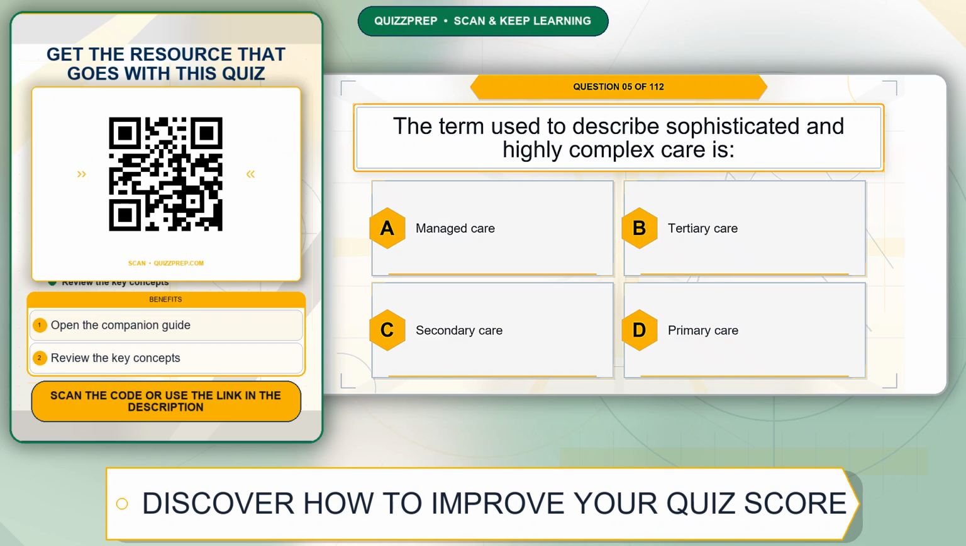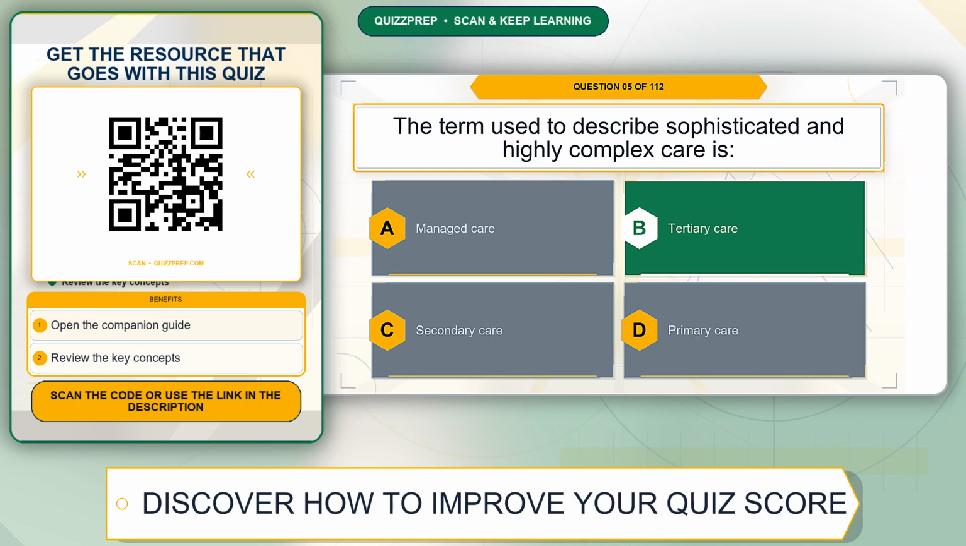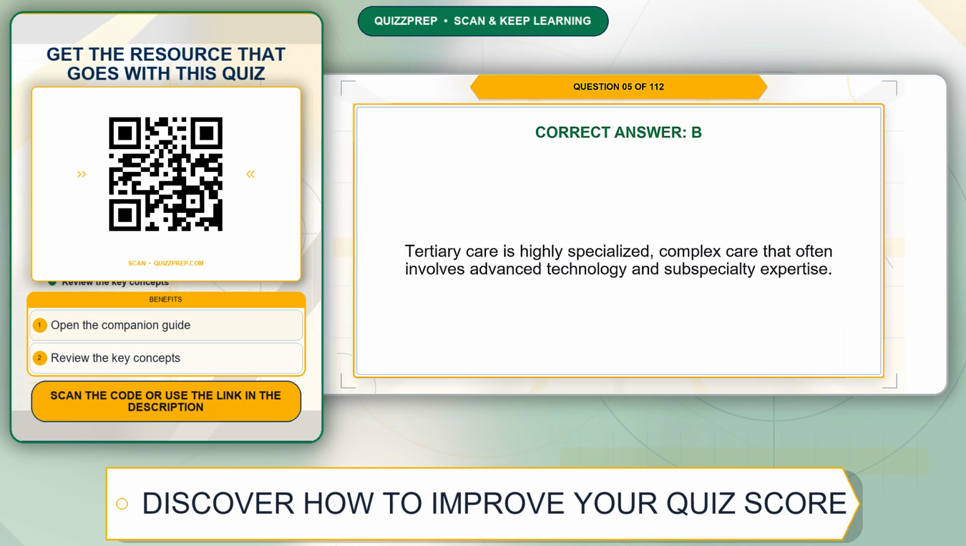Question 5. The term used to describe sophisticated and highly complex care is: Option A, Managed care. Option B, Tertiary care. Option C, Secondary care. Option D, Primary care. The correct answer is Option B, Tertiary care. Explanation. Tertiary care is highly specialized, complex care that often involves advanced technology and subspecialty expertise.